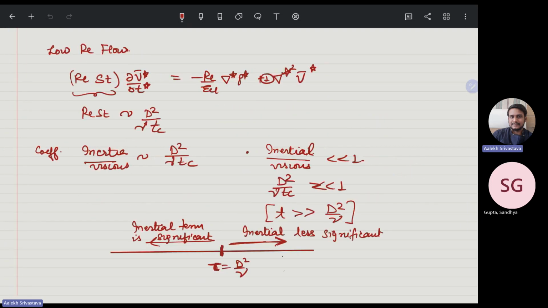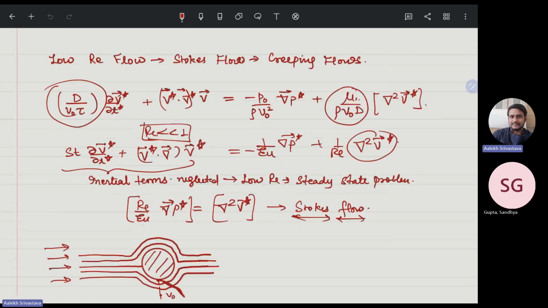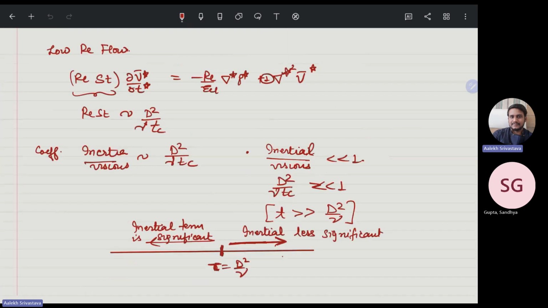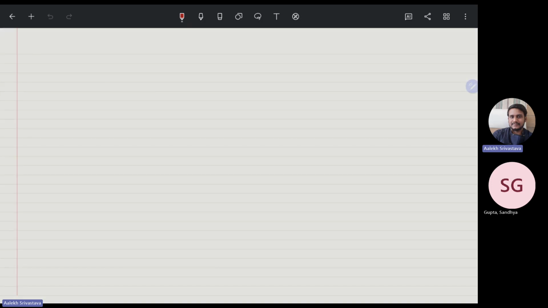So in this type, we can drop off the inertial term, and only a pressure gradient term and a viscous term will be there. So that is the importance of order of magnitude. For the time scale, we can say that if time is much greater than, or I should write it as only greater than, d square by nu, then the inertial term is less significant. So the same thing happens.